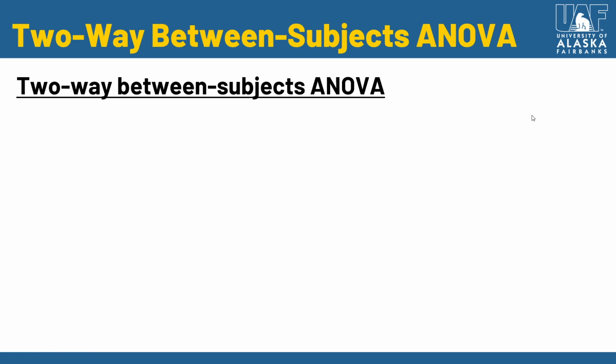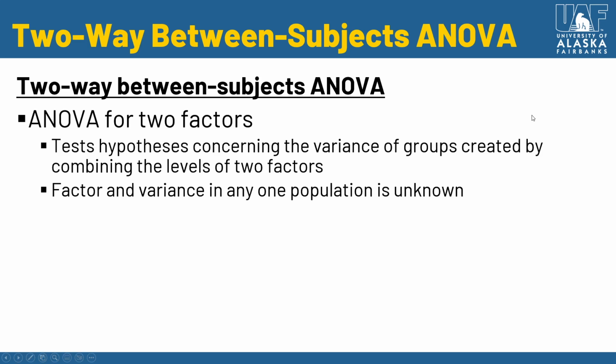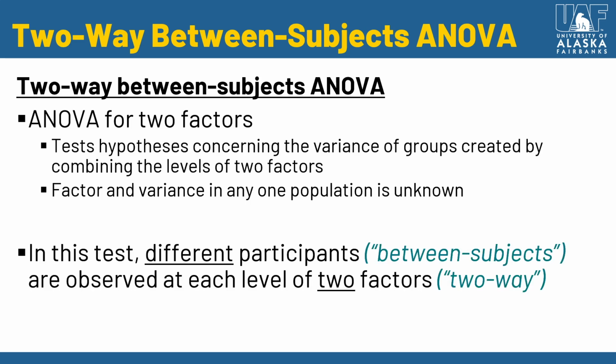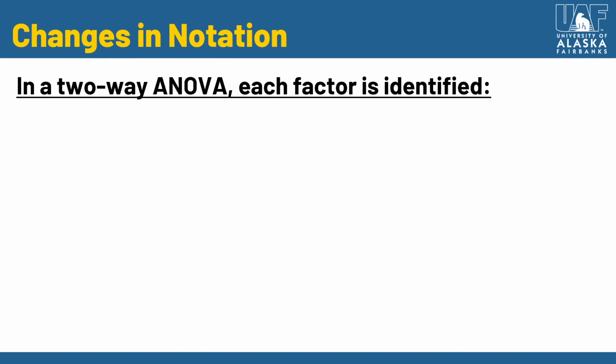Well, as just stated, this means that we have two factors, and I'll give you a heads up. I'm going to move fast for some of this because at this point you've heard a lot of this, and I assume that you can just go back through and look at some of this. But the key thing here, we're still looking at different participants in this particular case. It's just across multiple levels of two factors rather than just one.